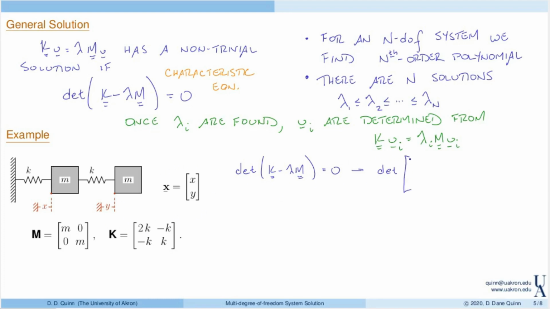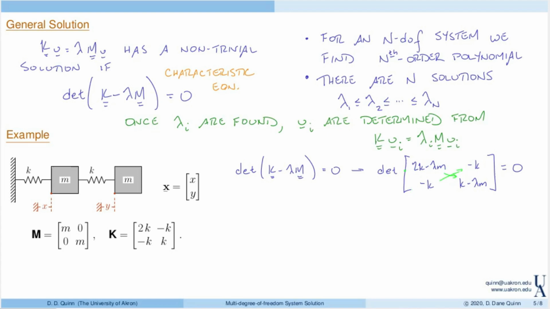Well, k minus lambda m, we get 2k minus lambda m in this first element. We have minus k and minus k. And then in the last element, we have just k minus lambda m. And this has to equal 0. So remember how we do determinants. Essentially it's this times this, and then minus that times that. So we multiply the two diagonal components together, and then we subtract off the off-diagonal components.